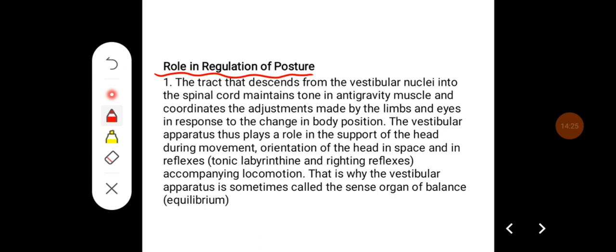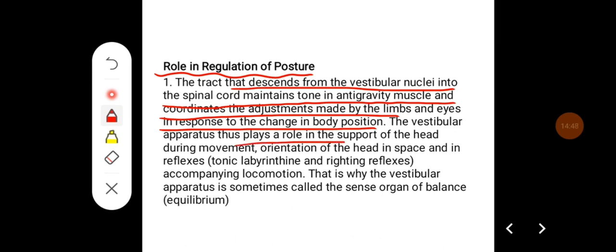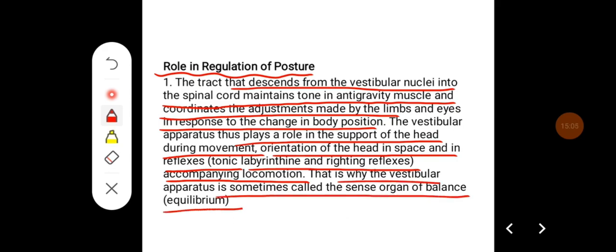The important function of the vestibular apparatus is in the regulation of posture. The tract that goes from the vestibular nuclei into the spinal cord maintains the tone in the anti-gravity muscles and coordinates the adjustments made by the limbs and eyes in response to change in the body position. The vestibular apparatus thus plays a role in support of head during movement, orientation of the head in space, and in reflexes, that is the tonic labyrinthine and righting reflexes which accompany locomotion. That is why the vestibular apparatus is sometimes called the sense organ of balance or equilibrium.